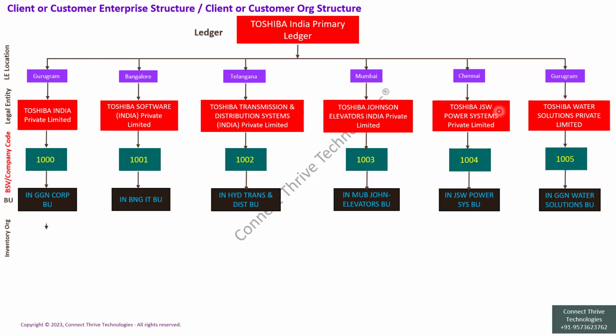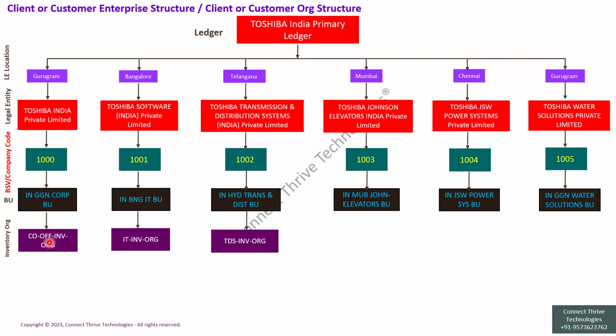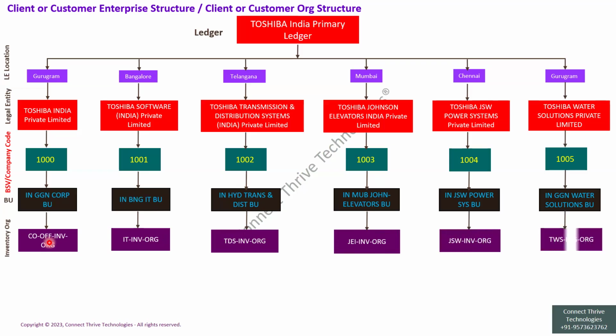So in this case, we can go and create the inventory org under the business unit. Okay. So this is the corporate office inventory org. This is IT inventory org. This is Toshiba Transition Distribution Systems inventory org. This is the Johnson Elevators India Private Limited inventory org. JSW inventory org. Toshiba Water Solutions inventory org. So it completely depends on how many inventory orgs they need, how they are doing the manufacturing, and accordingly they will create this inventory under the BU.